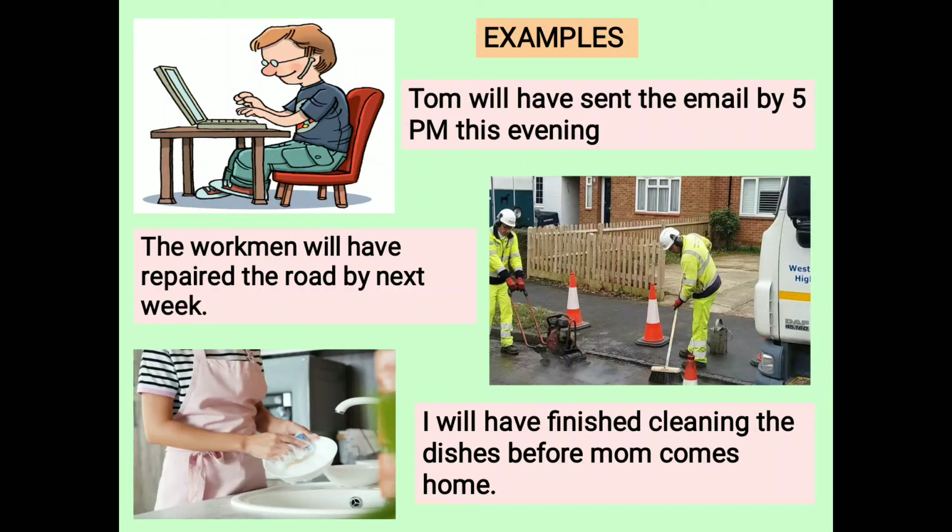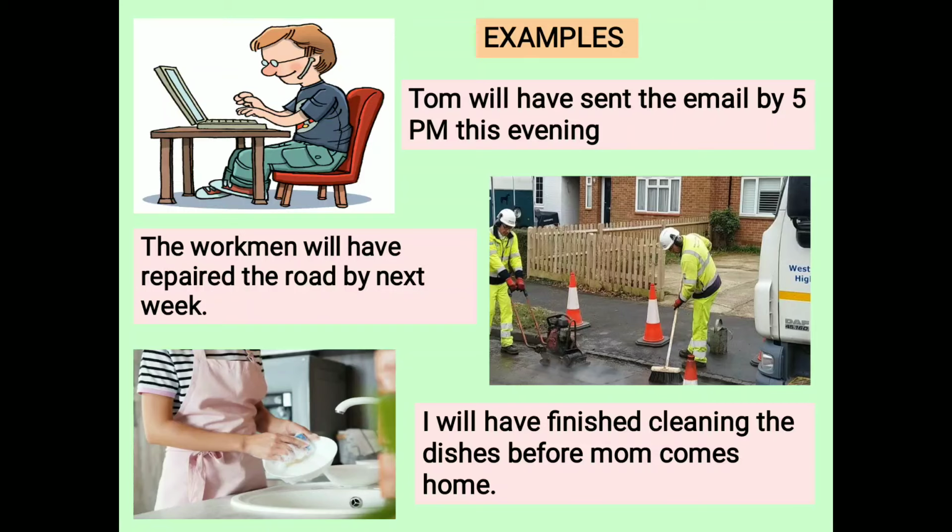The first example: Tom will have sent the email by 5 p.m. this evening. So 5 p.m. this evening is in the future, and the action of Tom will be completed by this specific point of time in the future. So here we have used future perfect tense.